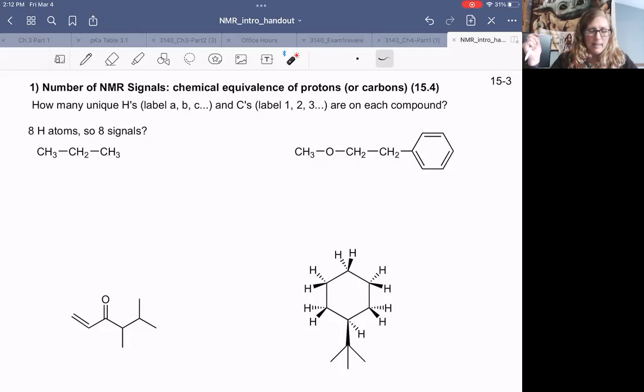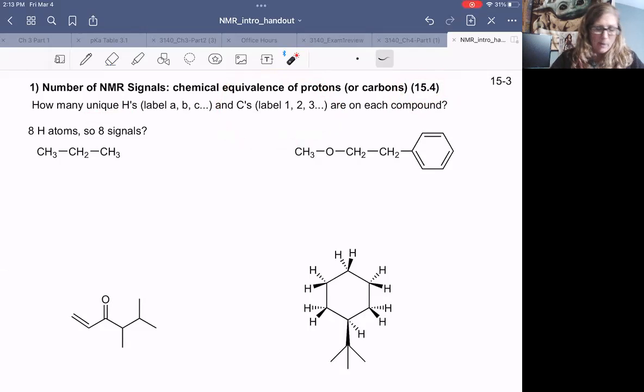compound. And this textbook reference here is section 4 for the Klein textbook, chapter 15. So what we're asking is how many unique protons are there in a given compound? So we can label them. We'll do some exercises labeling them. Each unique proton is A or B or C. And then we can also do the same exercise for the carbons in our structure, because you can also do C13 NMR as well.